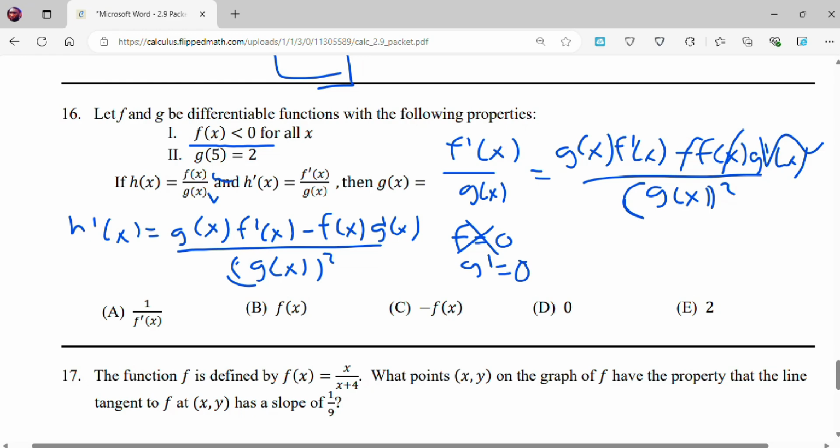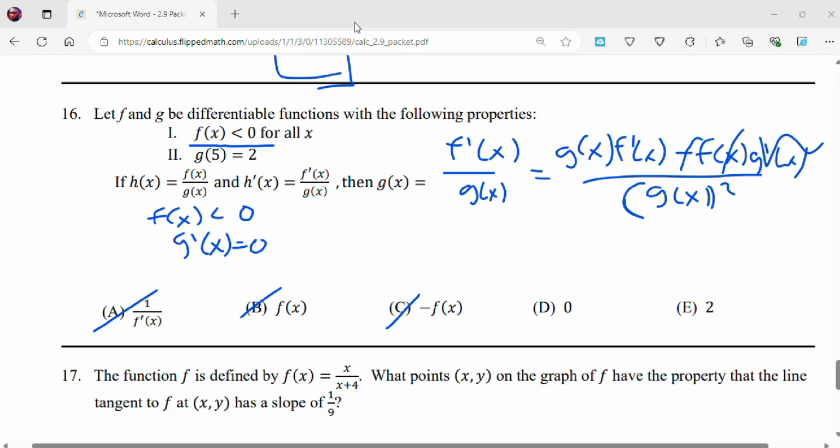And if g prime is 0, then we know that g of x has to be a constant, right? Because the derivative of a constant is 0. So we can eliminate these. And if you want, we can rewrite this. Let me rewrite them. So we know that f of x is less than 0 and g prime of x equals 0.